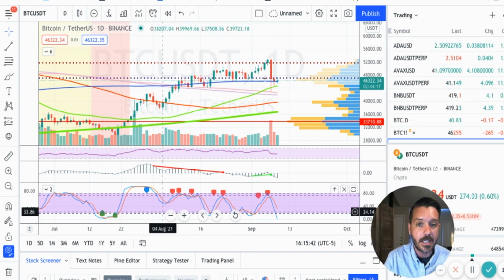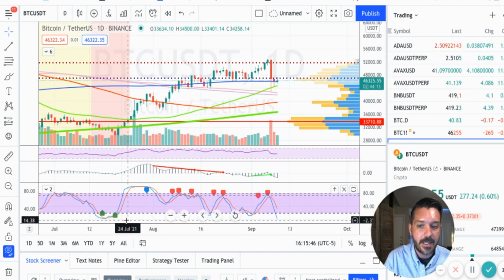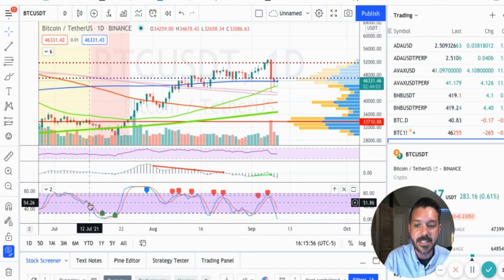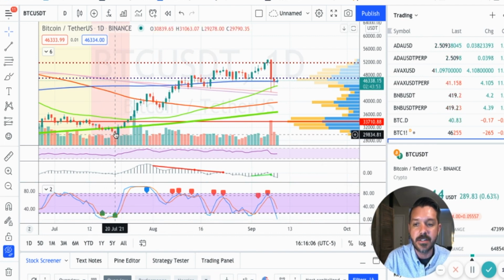And so a lot of people, we're on the daily chart for Bitcoin right now. A lot of people, and really 15 years ago when I started trading the stock market, the first strategy I ever used was the Stoch RSI. And basically what you would do is on the daily chart, you would wait for this blue line to move up through the red line. And when that happened, that would be your signal to buy in.